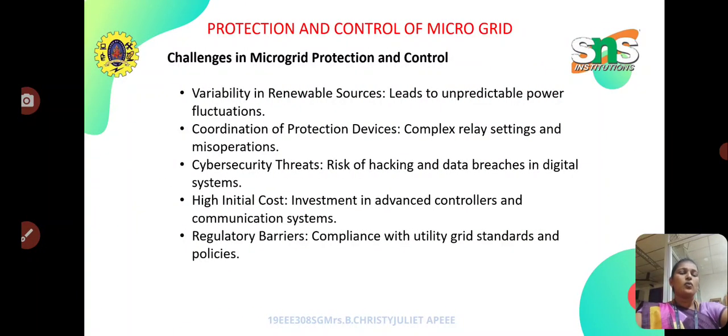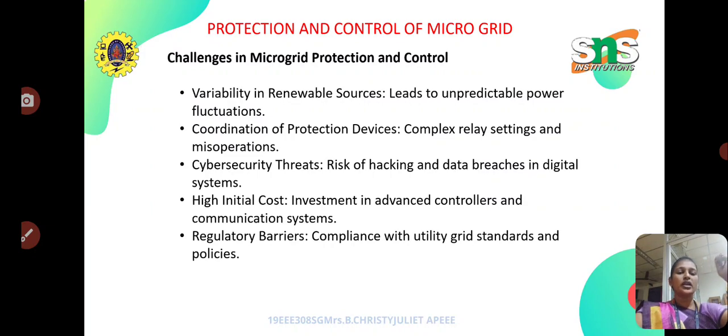Now, what are the challenges in microgrid protection and control? The first is variability in renewable sources. Yes, we have unpredictable power fluctuations, because solar power cannot be available at night. We cannot expect wind power to be available 24/7. It will be based on the availability of wind. So there is a variation of power from the different renewable sources, which is a big challenge for a microgrid.